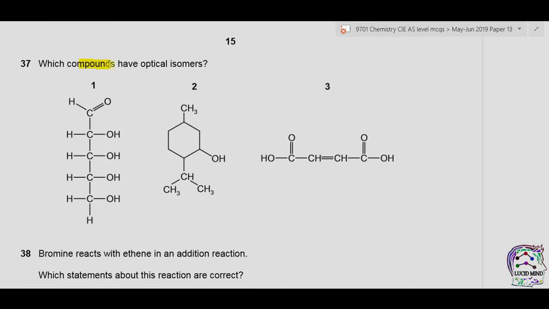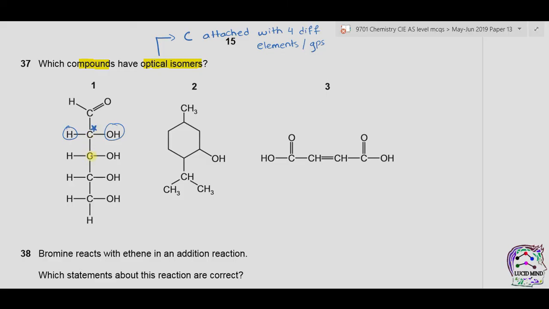Question 37. Which compounds have optical isomers? Those compounds have optical isomers in which a carbon is present that is attached to 4 different elements or groups. Let's look into the options. In 1 we can see that this carbon is attached with hydrogen, OH, this whole group and this C double bond OH. So this is a chiral carbon.